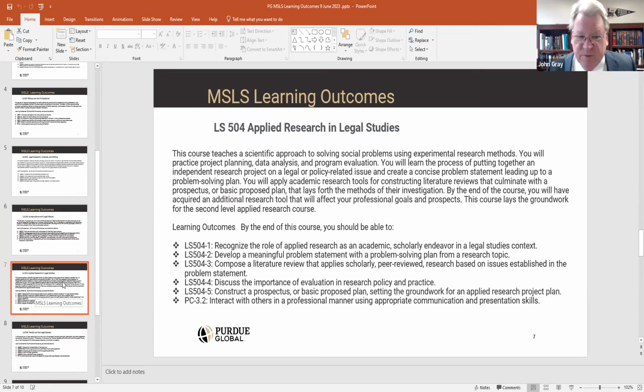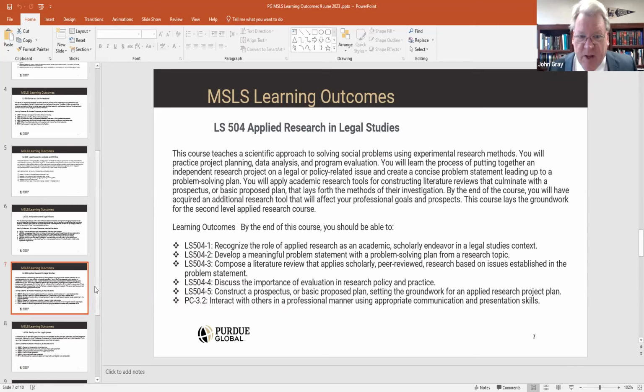LS 504 is a very important course, Applied Research in Legal Studies. It teaches a scientific approach to solving social problems using experimental research methods, and you'll actually do some planning, some data analysis, some program evaluation. You'll look at the process of putting together an independent research project on a legal or policy related issue. You'll create a concise problem statement and lead up to a problem solving plan.